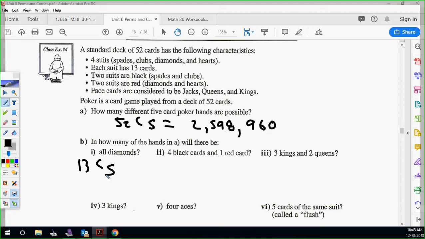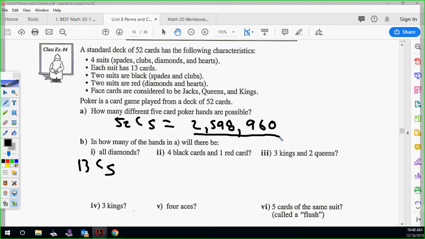So it says in how many hands will there be all diamonds? They're just calculating your chance to select diamonds out of the diamonds, I guess, because there's 13 diamonds to choose from to get 5. You would have to put that over the total in terms of a flush to get your chance. They're just saying how many different ways can there be all diamonds.